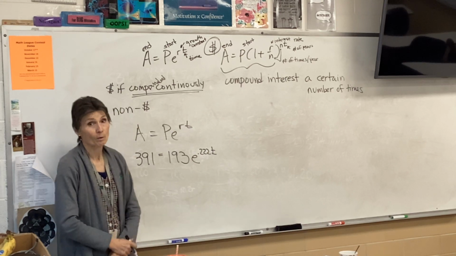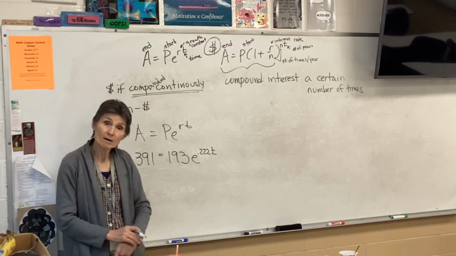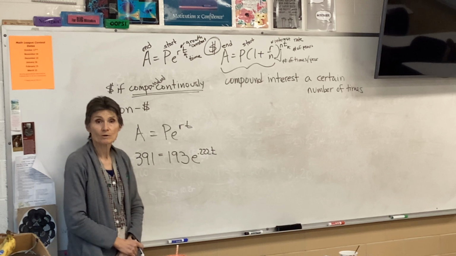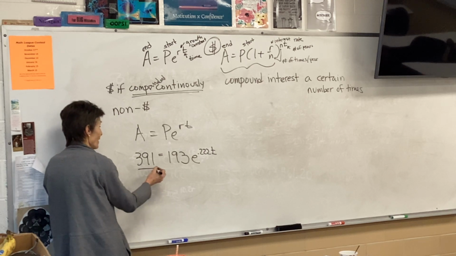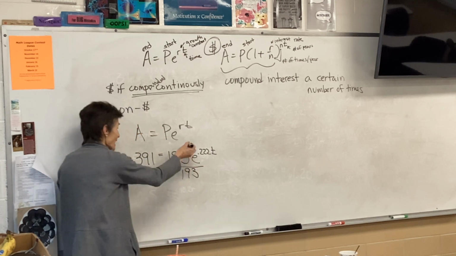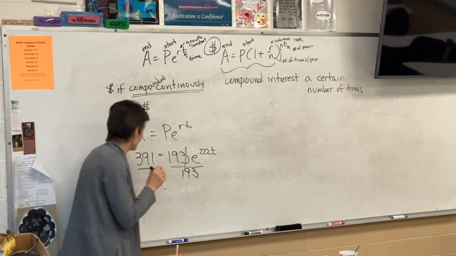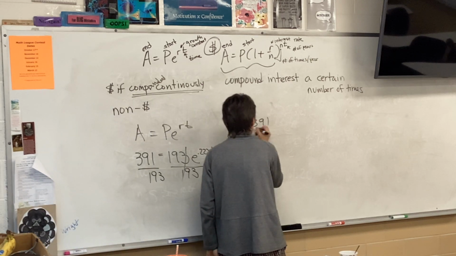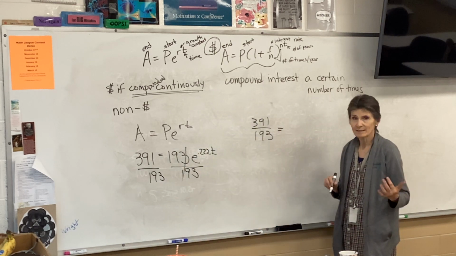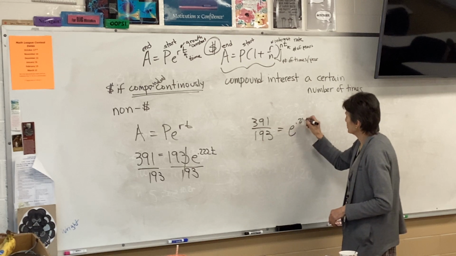Notice where my variable is. It's up here. So if my variable is up there, I'm going to need to use logarithms. But what do I have to do first? First, I have to divide off that 193. That has to happen, kids. We talked about it for several days. That has to happen. So 391 over 193. Don't simplify that. Don't do anything with that. It's what it is. Equals e to the 0.222t.